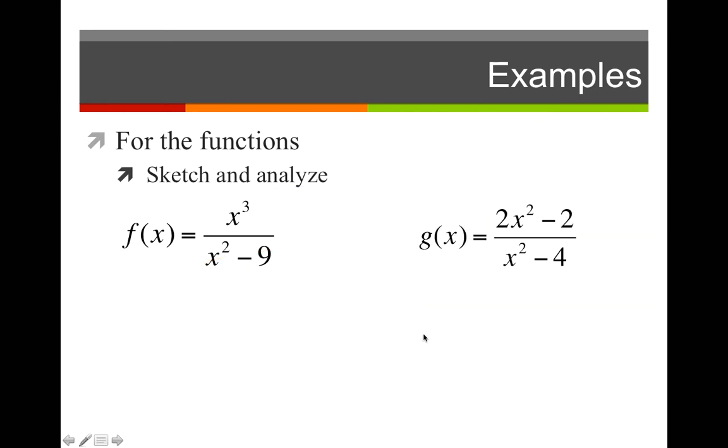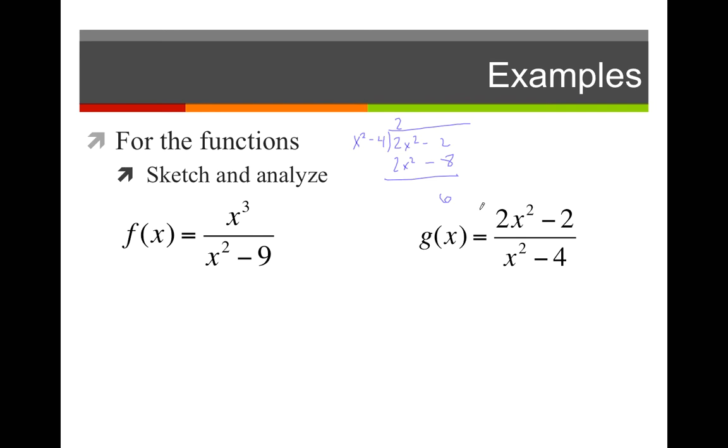Let's try a second one. Let's try 2x squared minus 2 over x squared minus 4. So I want to do some division first because the numerator's degree is greater than or equal to the denominator's. So I'm going to say x squared minus 4 going into 2x squared minus 2. So I have to multiply by 2. I get 2x squared minus 8. If I subtract, I get 6.